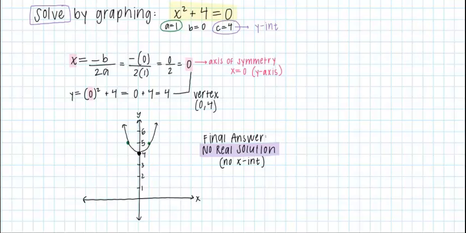Hey girls, yesterday we left off on solving quadratic equations by graphing, and we were looking for the x-intercepts of the graph, or in other words, where the graph crosses the x-axis to find the solutions to the equation. And we left off on this problem where the graph, that parabola here, didn't cross the x-axis at all, so our final answer was that there was no real solution for that equation.